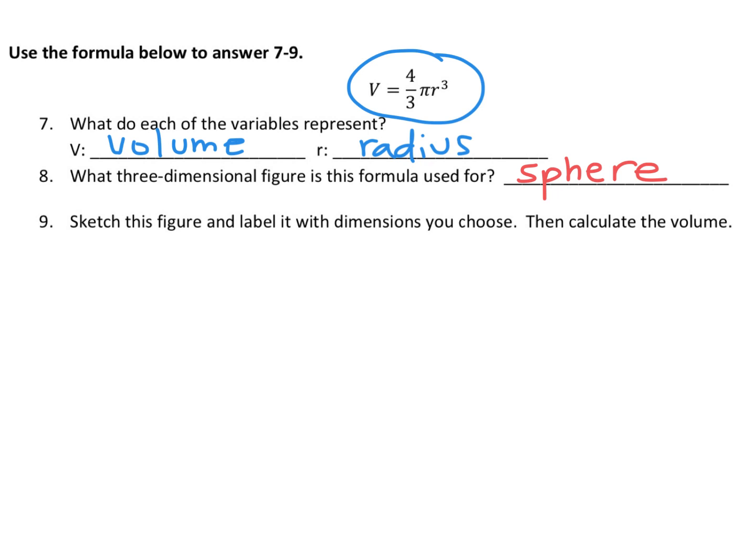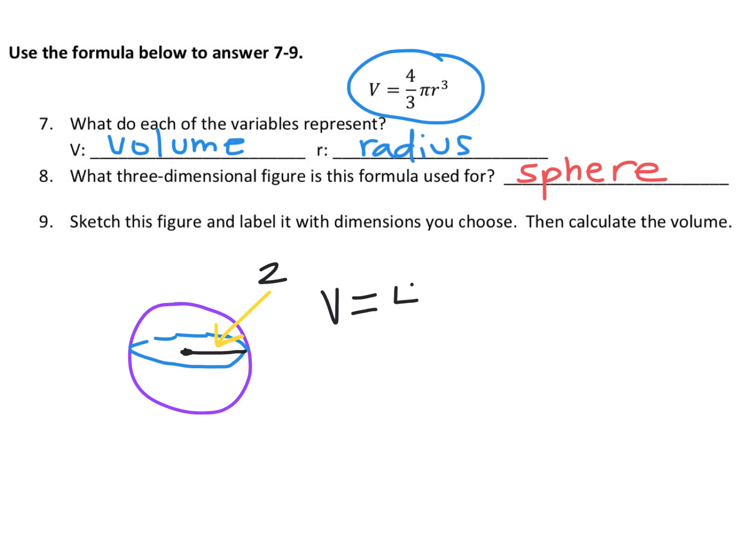Okay, so to sketch this figure, we're going to do just a ball, and then we can kind of put that little oval inside it to make it look a little bit three-dimensional. And then we're going to need the radius, so the center of the circle to the edge for our radius. Okay, and then we can choose any radius that we want. So I'm going to say right here that the radius is, let's go with 2. Okay, so write down your formula.